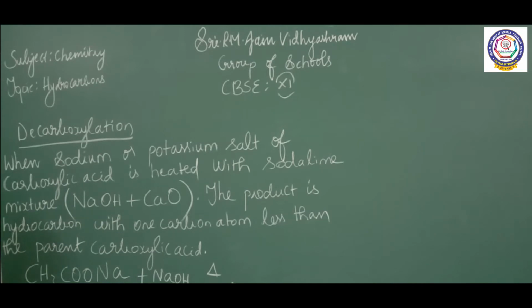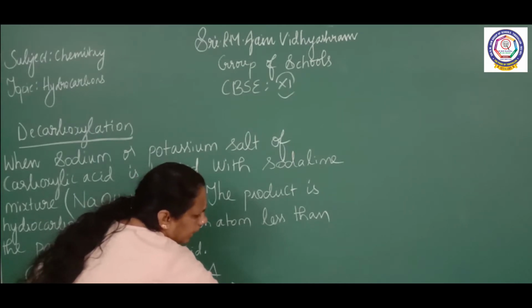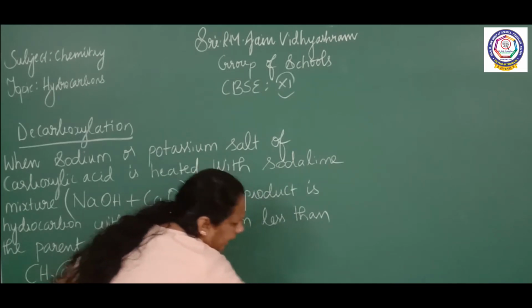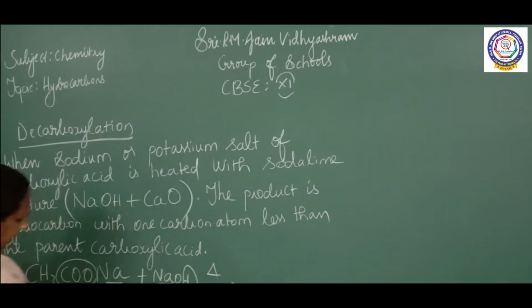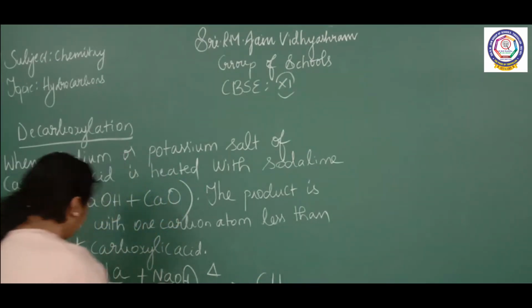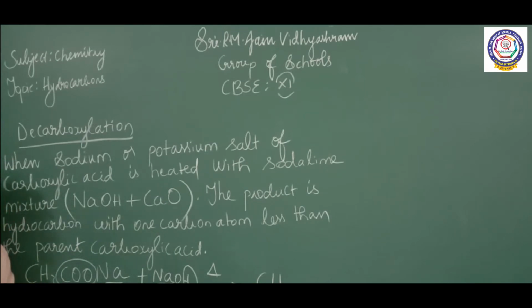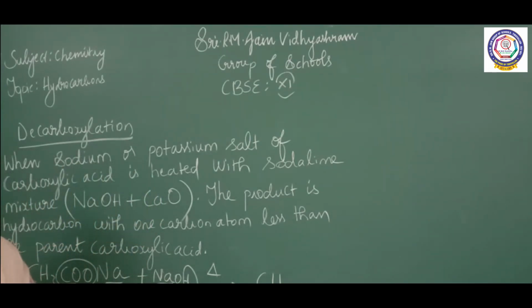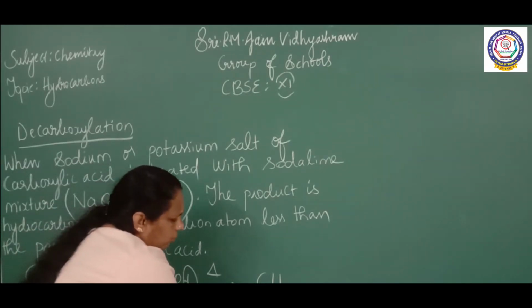So what is happening? So here carbon dioxide is removed. So this Na and Na becomes Na2CO3. This CO2 again oxygen combines to give CO3. What is remaining? This hydrogen will be added with CH3. You will be getting CH4. See the carbon now. The parent carboxylic acid has 2 carbon, whereas in the product I got the methane where only 1 carbon. So this is the condition.